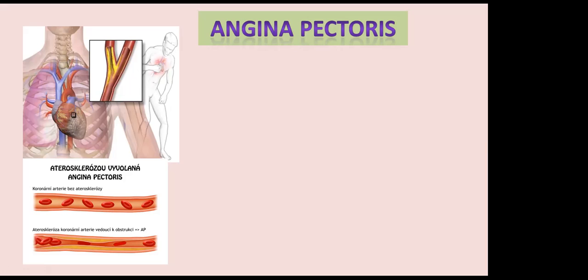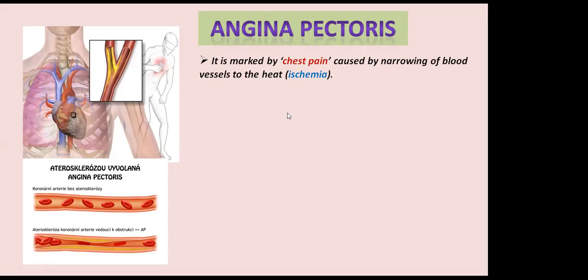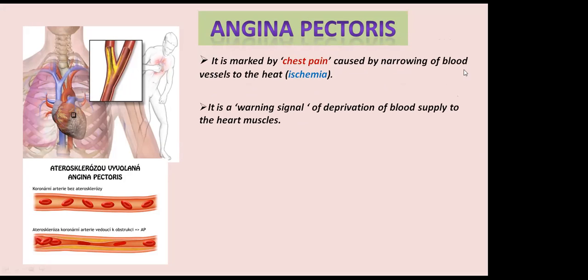Okay. So angina is a condition marked by severe pain in the chest, often also spreading to the shoulders, arms, and neck, owing to an inadequate supply to the heart. Whenever inadequate supply to the heart occurs when blood vessels are narrowing, that is nothing but ischemia. And angina pectoris is a warning signal of deprivation of blood supply to the heart muscles. Before a heart attack occurs, angina pectoris occurs, which is a warning signal.